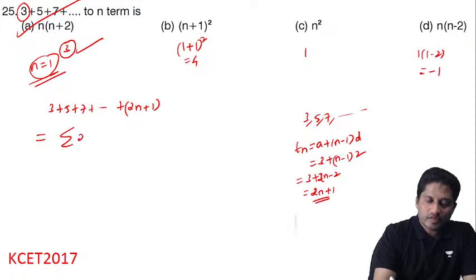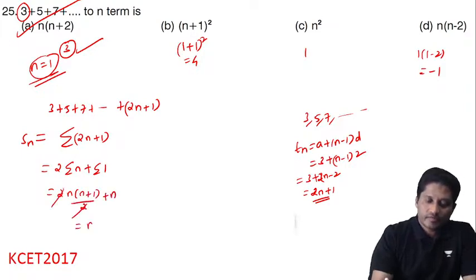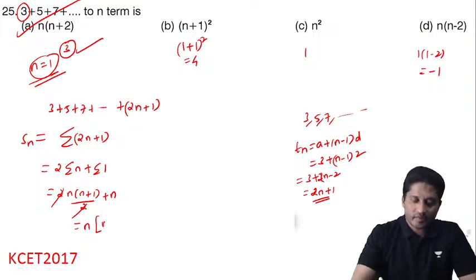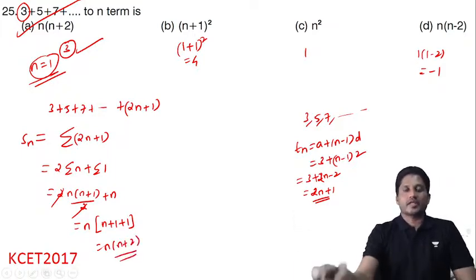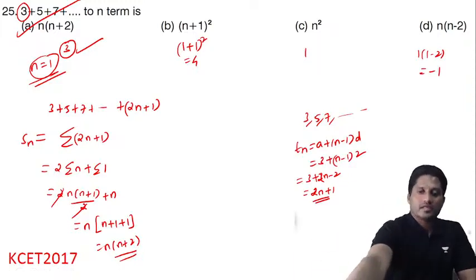Now Sn is equal to summation of 2n plus 1, that is 2 into summation n plus summation 1. Summation n is n into n plus 1 by 2. Summation 1 is n. This will cancel. Here, if you multiply this, you will get n square, or you take n common. Take n common, you get n plus 1 plus 1, which is equal to n into n plus 2. The first option only. Or if you want to finish in less than 30 seconds, use that shortcut method: put n equal to 1, take the first term, you get the answer. Right, let's move to the next question.